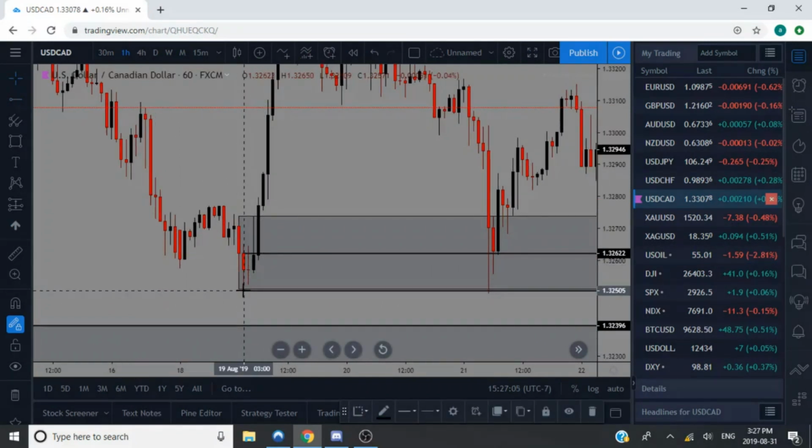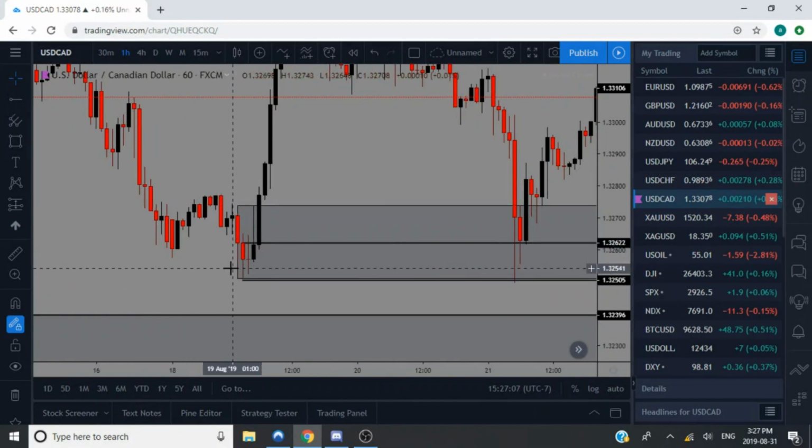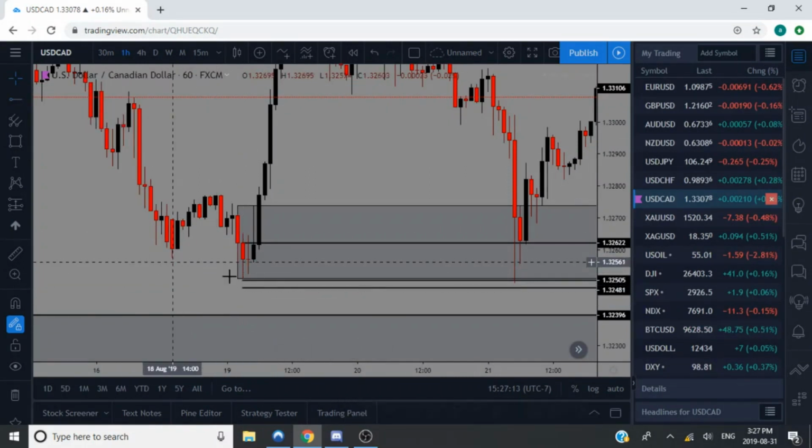So that was my zone at the end of the 4-hour demand zone. And then my stop was something like, let's just use the same line. It was something like that, 4 or 5 pips below. Came down, respected it, and went up.